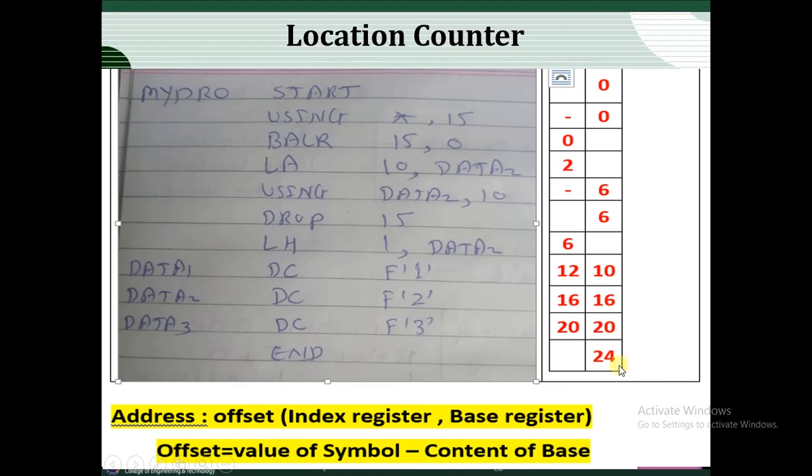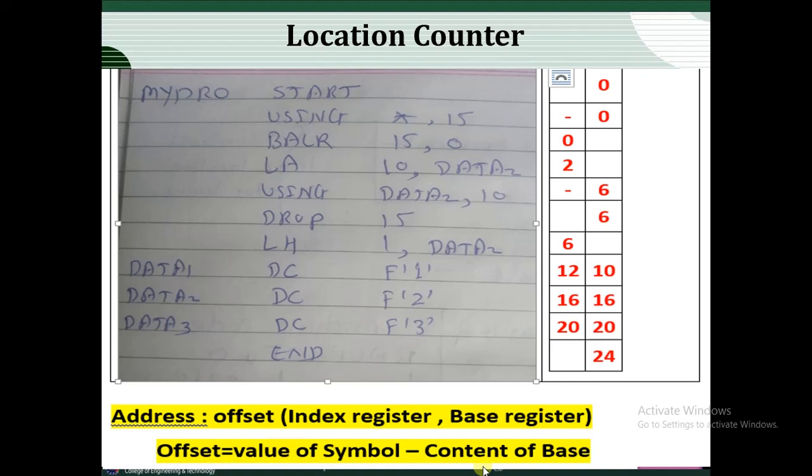While calculating any address, we need to understand some basic formula for how we calculate an address, that is EA, offset, in brackets index register and base register. How do we find the base register? Using registers we can get the base register. Now how do we find the offset? Offset we can calculate on the basis of the value of symbol minus content of base. So this is the basic concept of how we find the location counter.